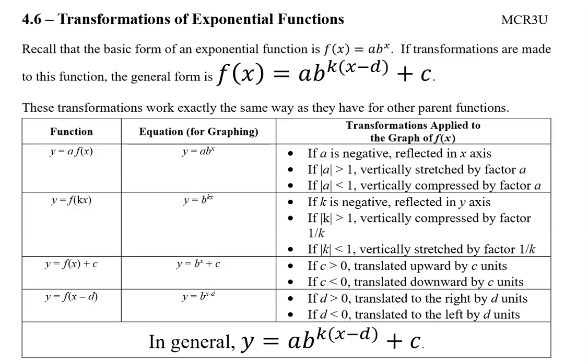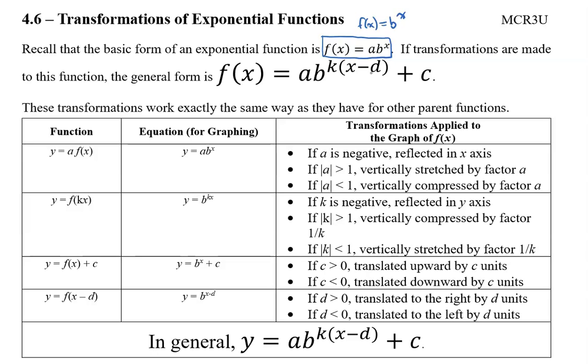Our base exponential function, however, is looking something like this. The real base function is b to the x. The a value is going to be a vertical stretch or compression, but that is the starting value, and then b is 1 plus the growth rate, or 1 minus the growth rate, as we saw in yesterday's video, and then that's raised to the power of x. So if transformations are made to this function, here's how we write it.